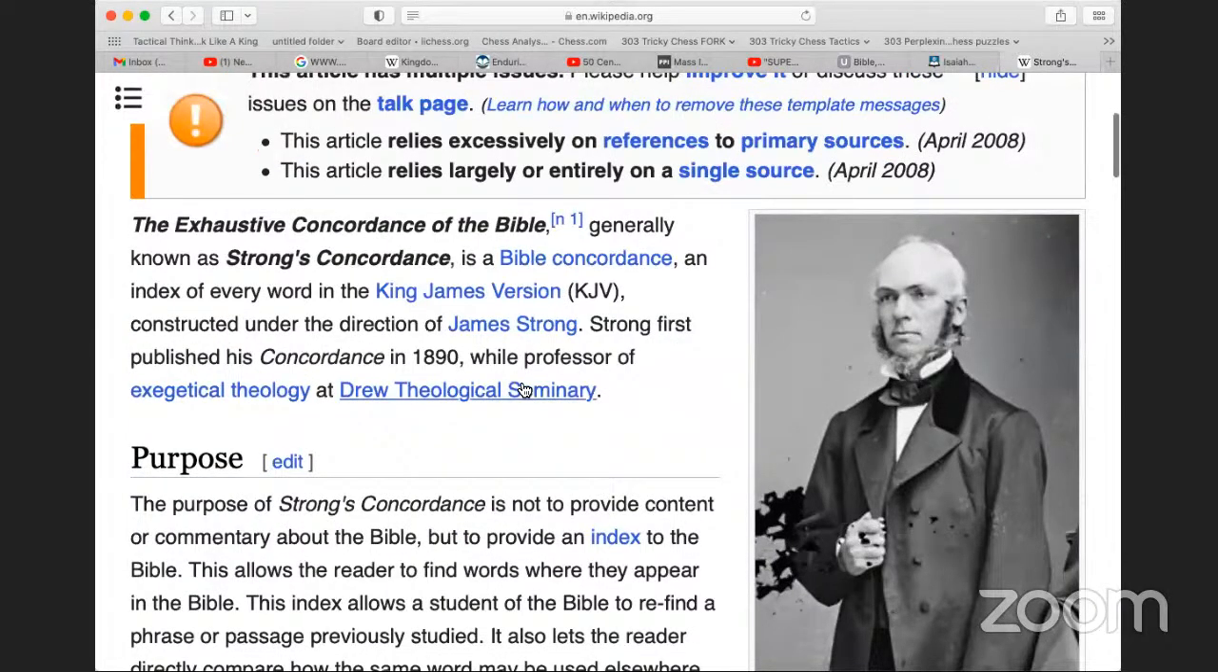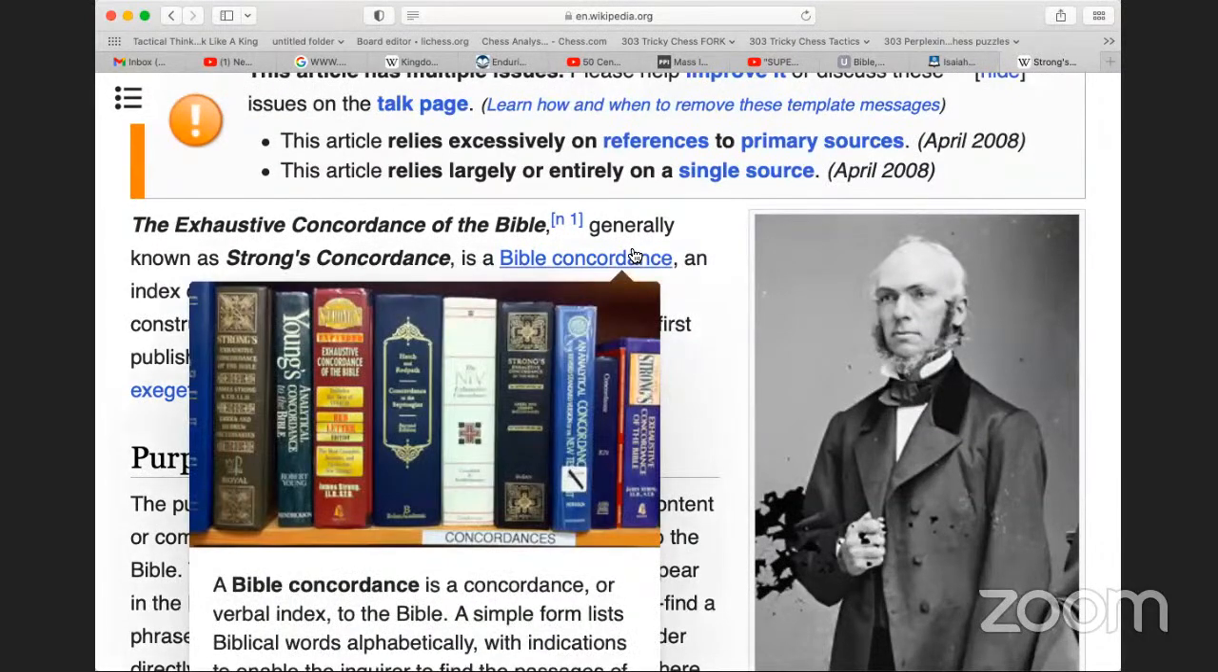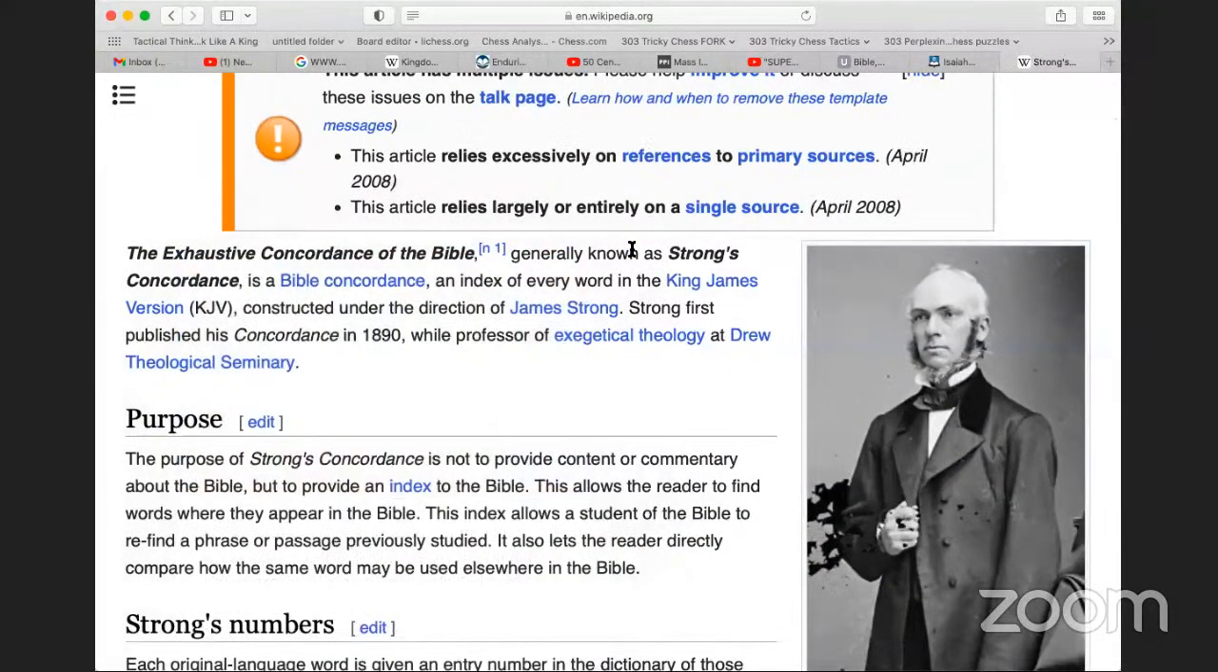So generally known as Strong's Concordance. That's what most people are going to call it. Is a Bible concordance. Okay. What is a Bible concordance? Okay, you can't see that. Okay. So now I gotta make it smaller again.